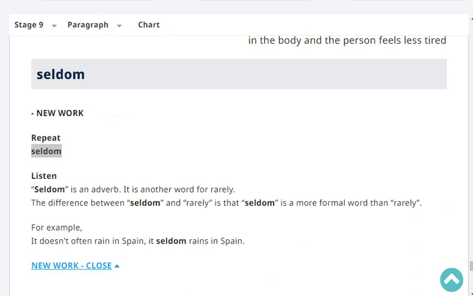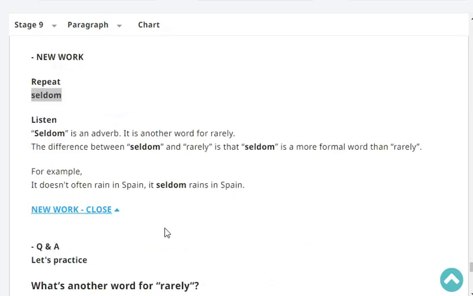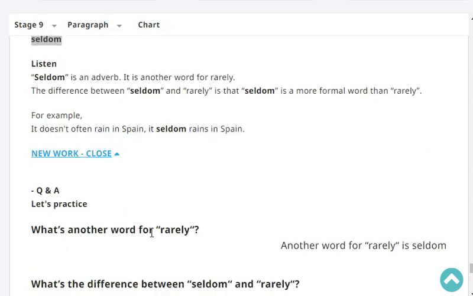Next repeat, seldom. Seldom. Very good. Question. Seldom is an adverb. It is another word for rarely. The difference between seldom and rarely is that seldom is more formal than the word rarely. For example, it doesn't often rain in Spain. It seldom rains in Spain.